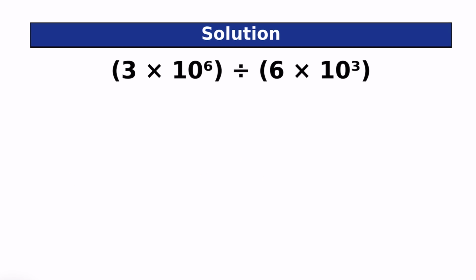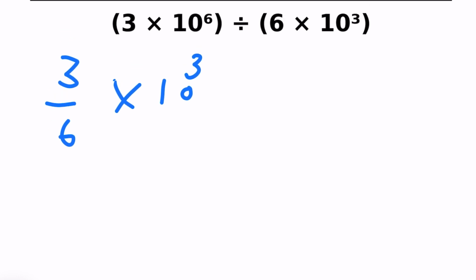Okay, final question. We have a dividing question. So it's going to be 3 over 6 multiplied by 10 to the power. So now we must subtract the indices as we're dividing, and 6 minus 3 is 3. So it's going to be 10 to the 3. But let's change the 3 over 6 into a decimal. You can't write standard form as fractions.